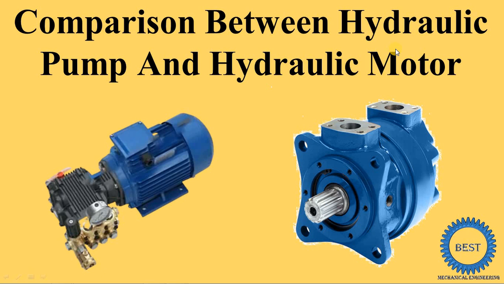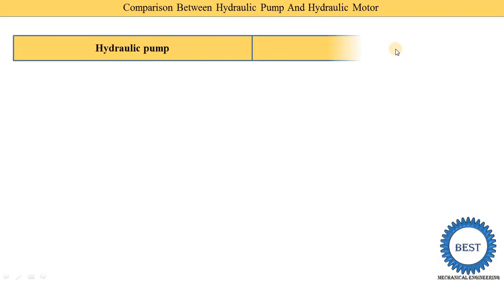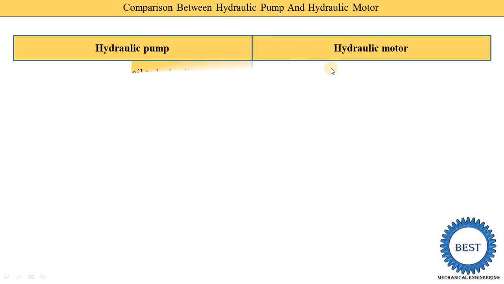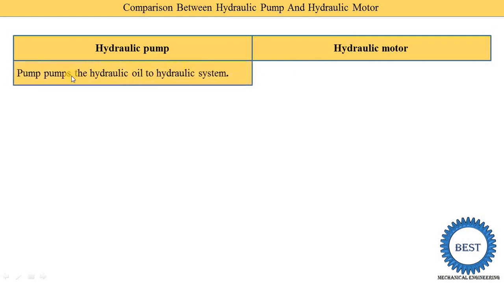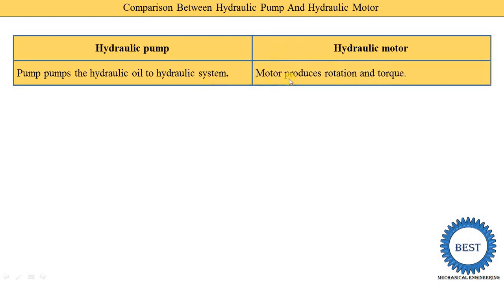Now let's understand the other comparison points of the hydraulic pump and hydraulic motor. On the left side is the hydraulic pump, on the right side the hydraulic motor. The function of the hydraulic pump is to pump the hydraulic oil to the hydraulic system. Meaning the pump circulates the hydraulic oil and supplies it to all the parts of the hydraulic system. The hydraulic motor produces rotation and torque, meaning it produces mechanical energy.